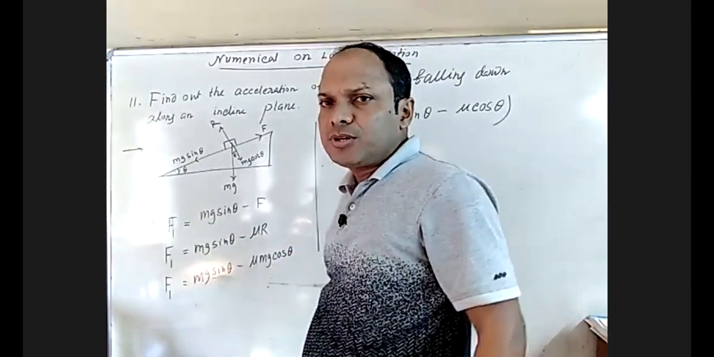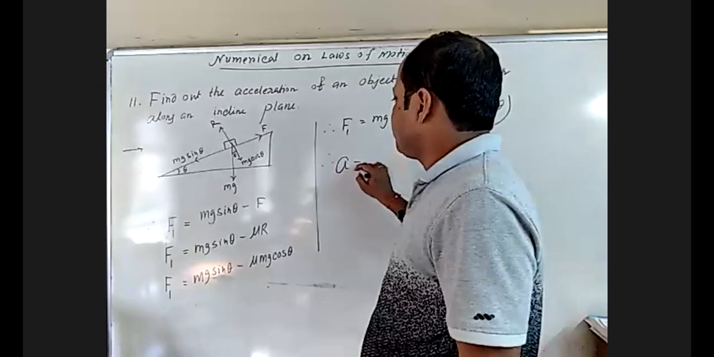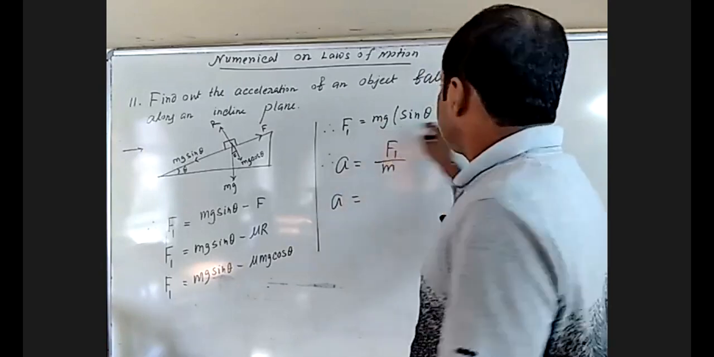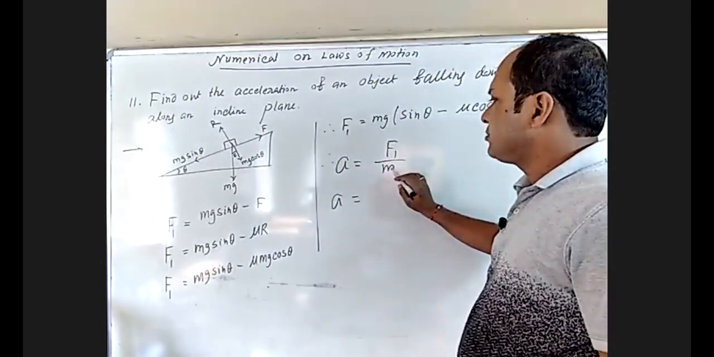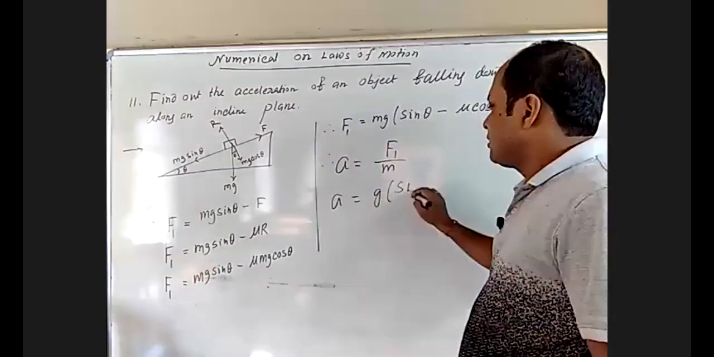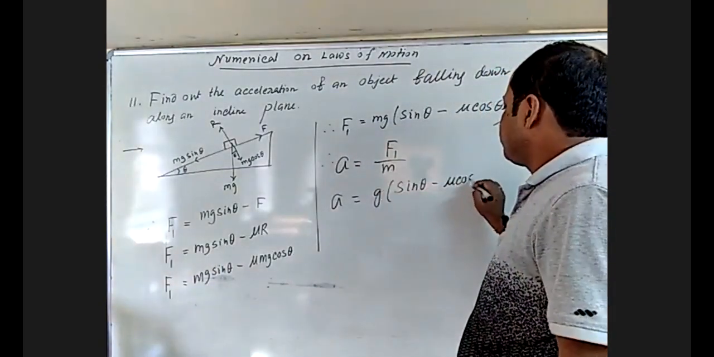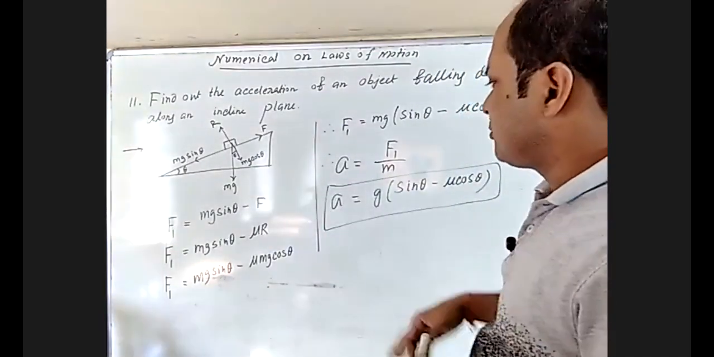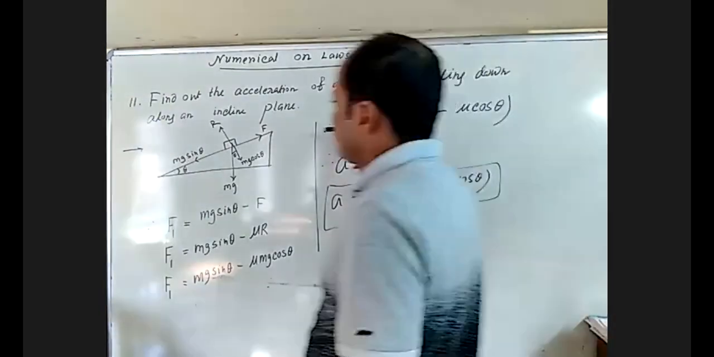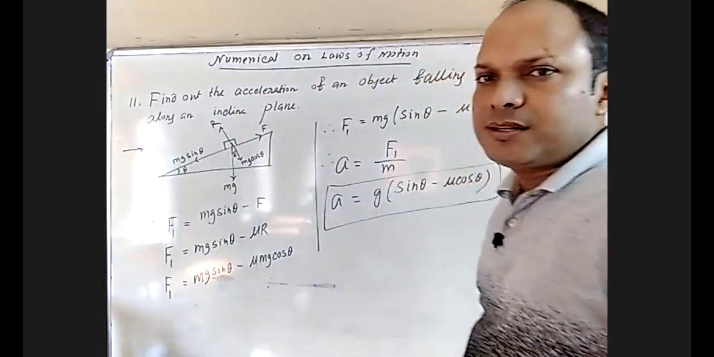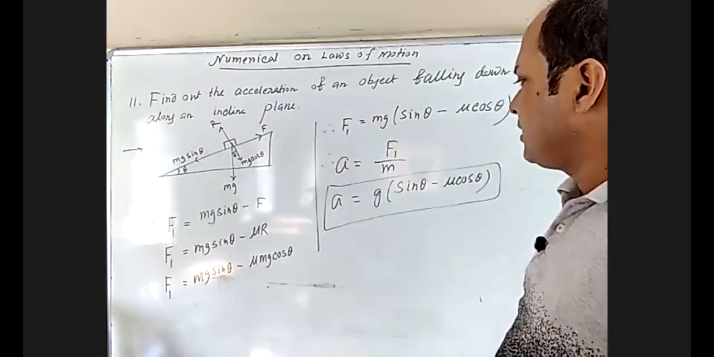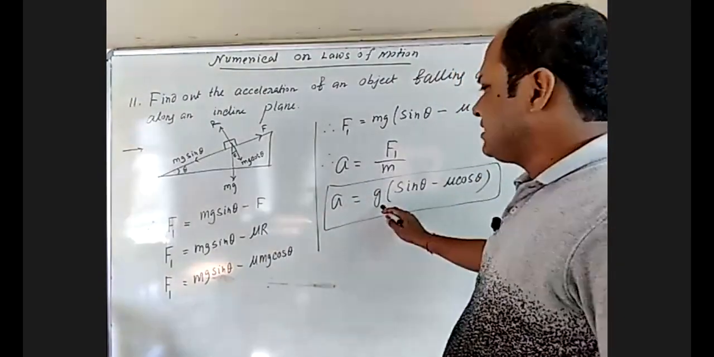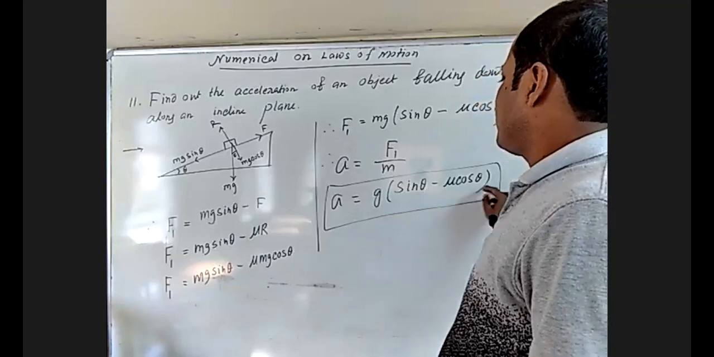So what will be the acceleration of the object? Acceleration of the object a equals force by mass. Force is this one, and here there is mass. Mass and mass will cancel out. It will be g sin theta minus mu g cos theta. This is the expression of acceleration of an object falling down along an inclined plane.